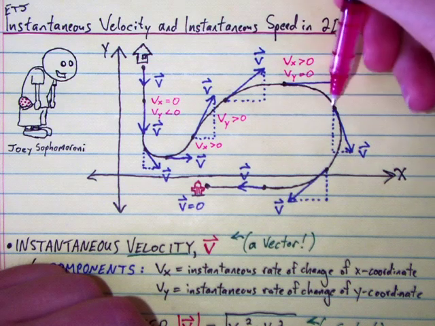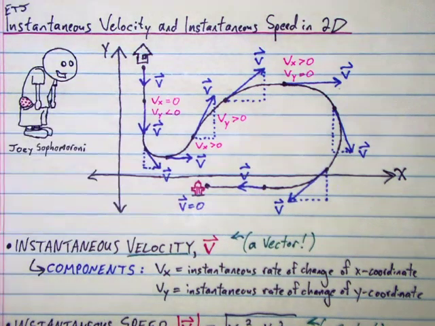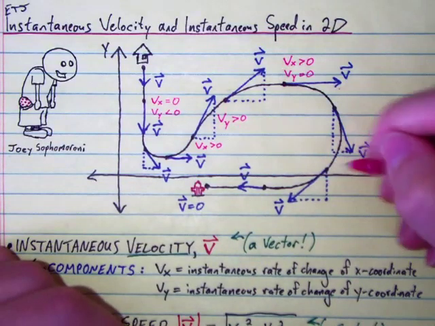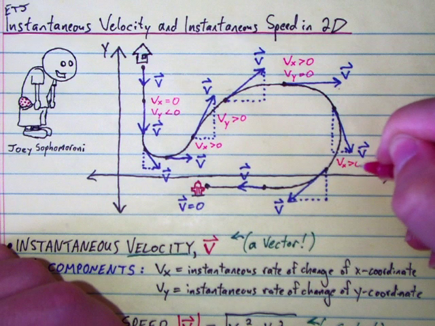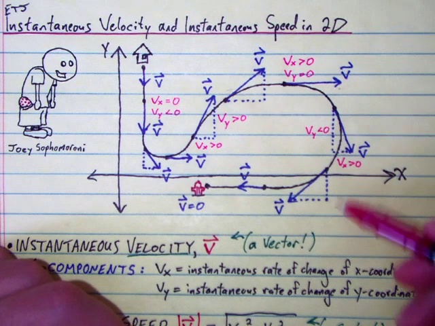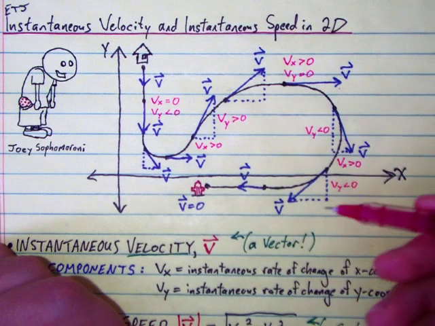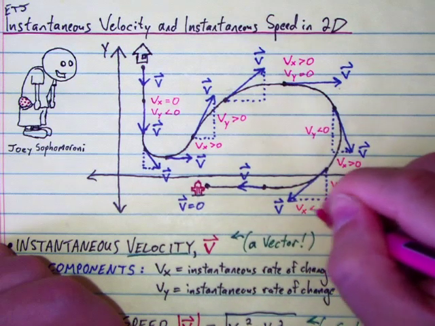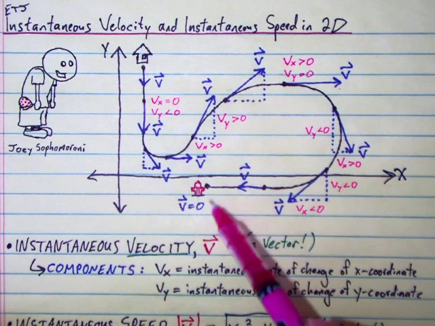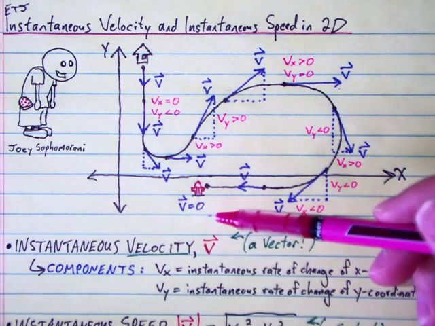At this moment, his y coordinate is decreasing. He's moving down, his y coordinate is decreasing, so Vy is negative, but he's still moving in the positive x direction. So his x component is positive, while his y component is negative. At this moment here, his y component is negative, and his x component is also negative. He's turned around, and his x coordinate is decreasing once again. Then lastly, after he hits the fire hydrant, his velocity is 0. Both components would be 0.